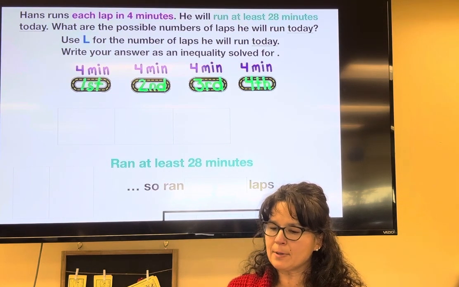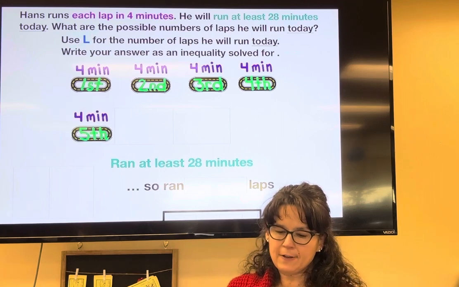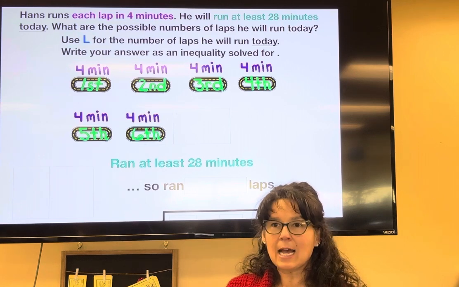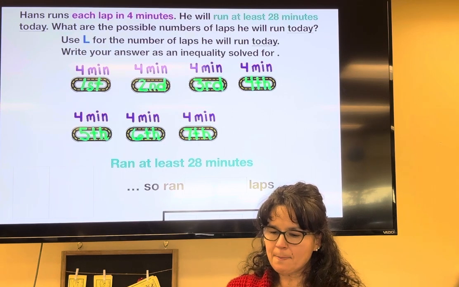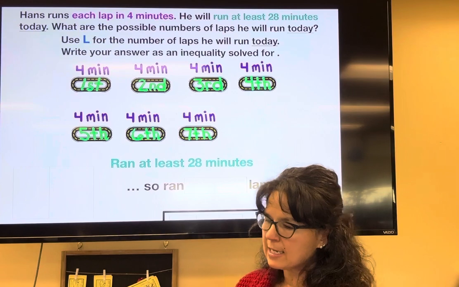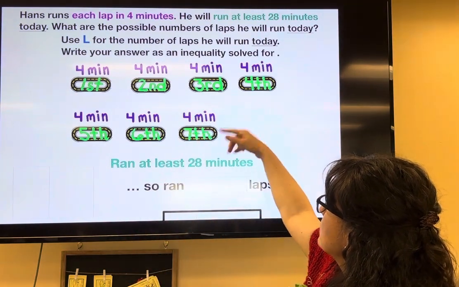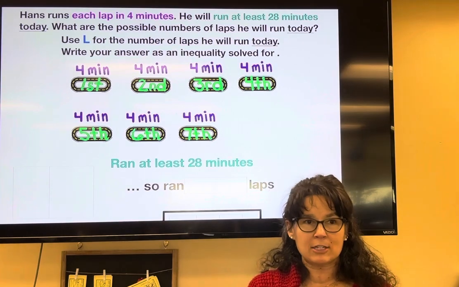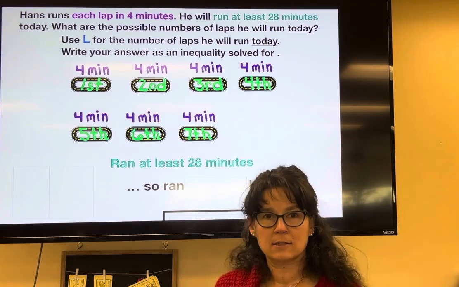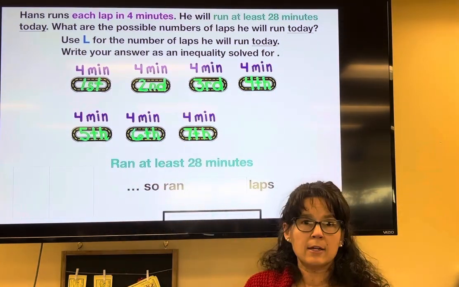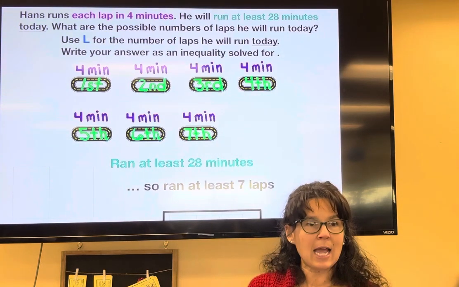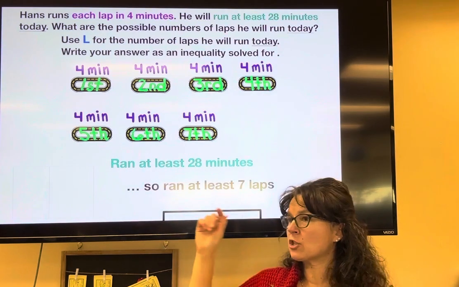A 4th lap is 16 minutes. A 5th lap, we're up to 20 minutes. A 6th lap, a 7th lap. And so if we want to know how many minutes he's run so far, knowing that he is running 4 minutes for each one of these, I can do 4 times 7, and that's 28. So it says he's run for at least 28 minutes. So in other words, he's run at least 7 laps. But drawing a picture is helping me get there.